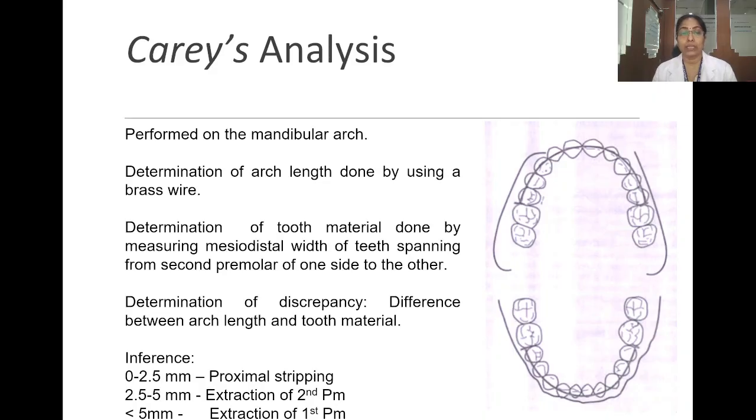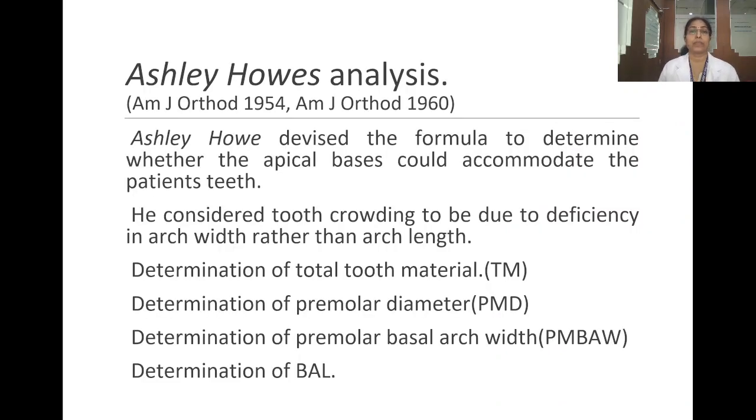The inference is, if the difference is between 0 to 2.5 mm, then there is less tooth material excess, so proximal stripping can be done. If 2.5 to 5 mm excess is there, then extraction of the second premolar is considered. And if there is tooth material deficiency of more than 5 mm, extraction of the first premolar is considered. The next analysis is Ashley-Hope's analysis.